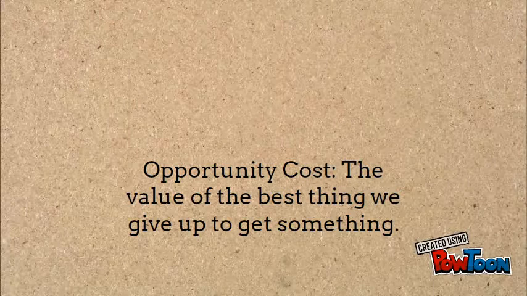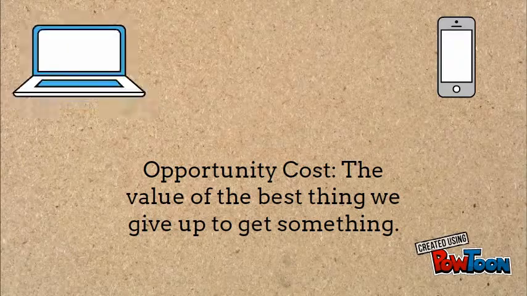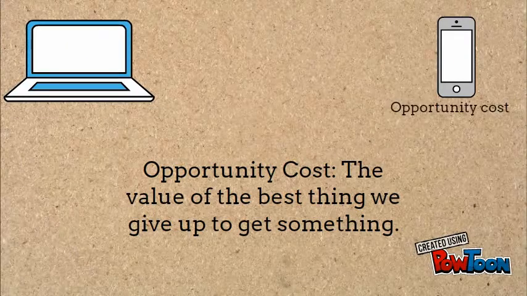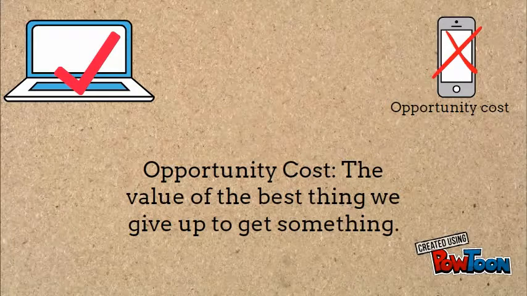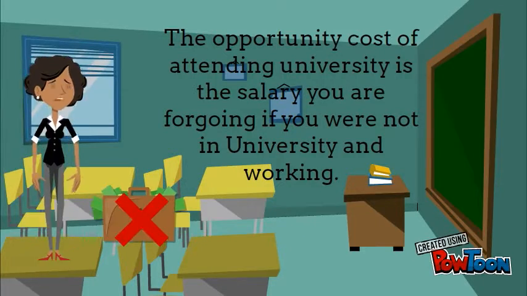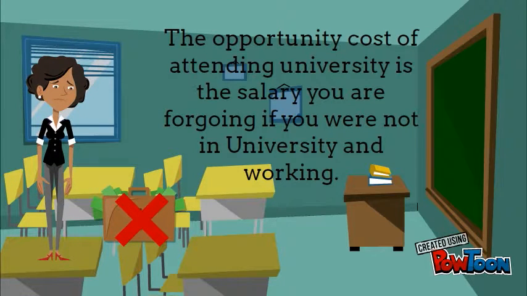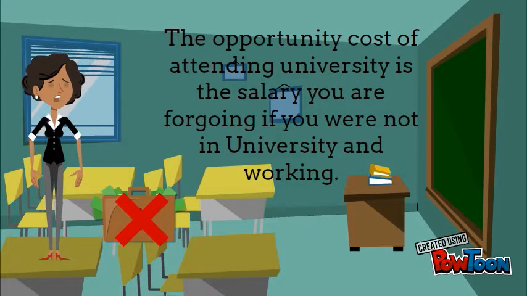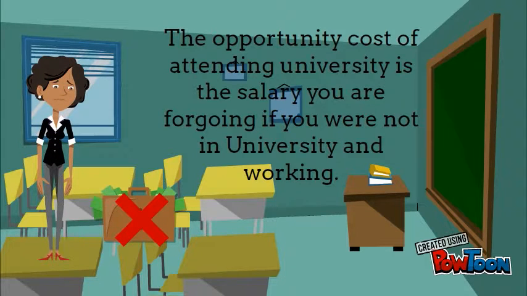With such trade offs, then exists opportunity cost, where here Bob chooses the laptop over the mobile phone. The mobile phone is then the value of the best thing we give up to get something. Another example of opportunity cost is where Sarah attends university, and the opportunity cost of her attending university is the salary she has now foregone if she was to work instead of going to classes.